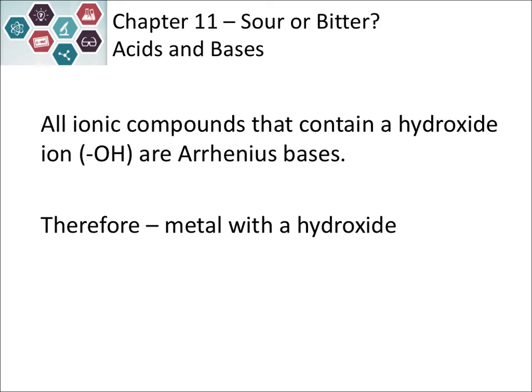So to decide if something is an Arrhenius base or not, anything that has hydroxide are Arrhenius bases. Your ionic compounds have to have a metal. So if they have hydroxide, whatever it's paired with has to be a metal. So kind of a shorthand here is any metal with a hydroxide is going to be an Arrhenius base.